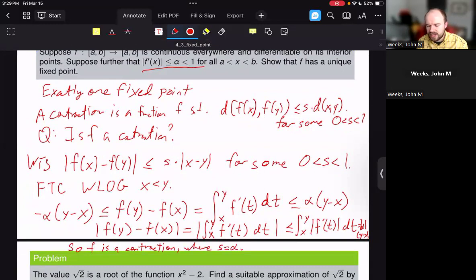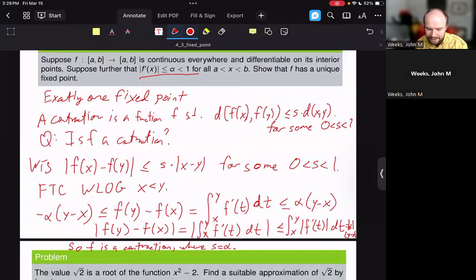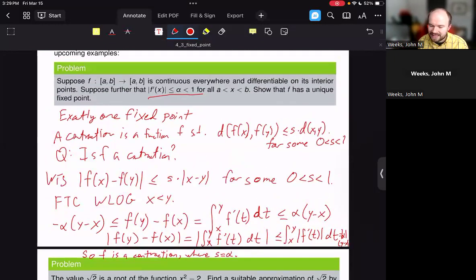In which case, that should give us everything that we need. Okay, so using the fact that f is a contraction, we can then say that it has exactly one fixed point. So notice how we kind of connected here with the derivative. You might have had some other ideas looking at this one.